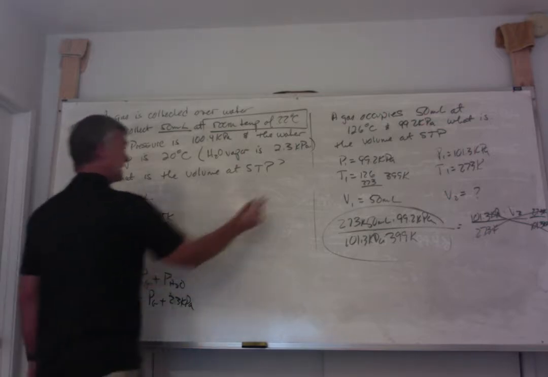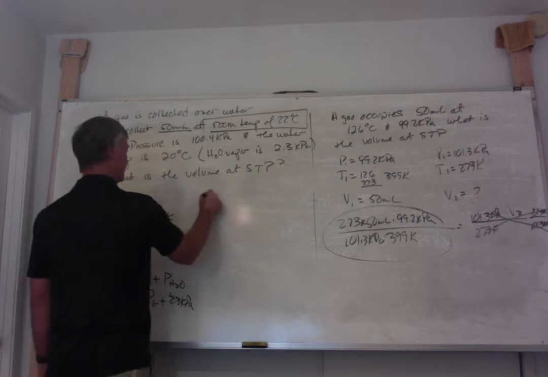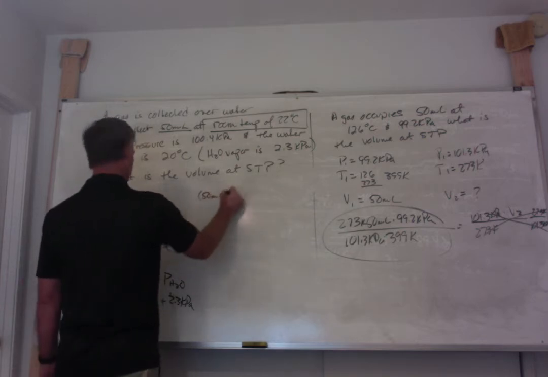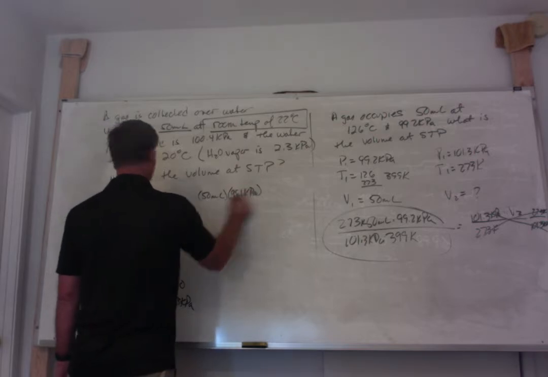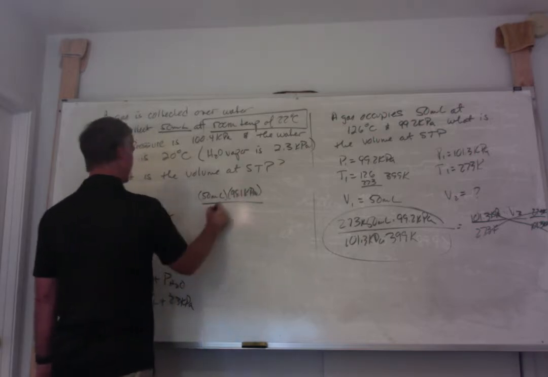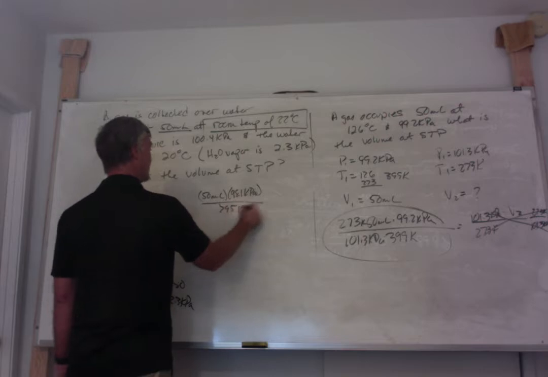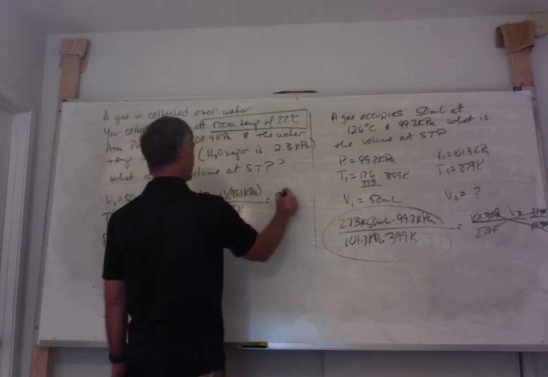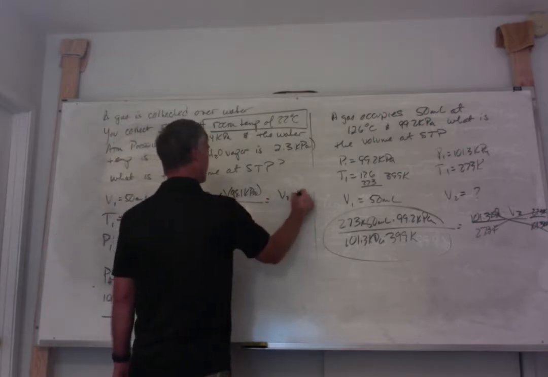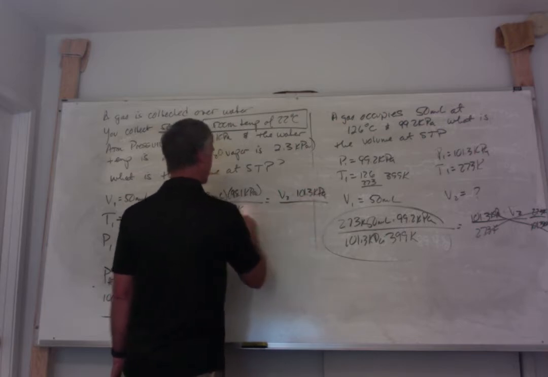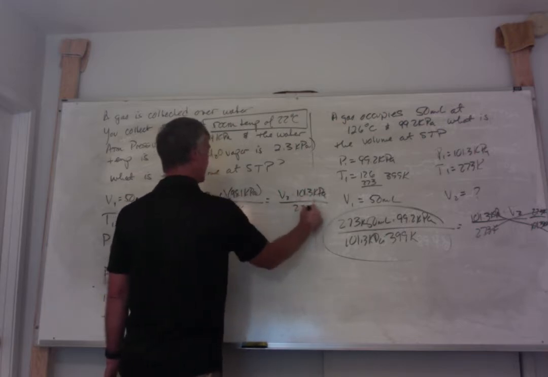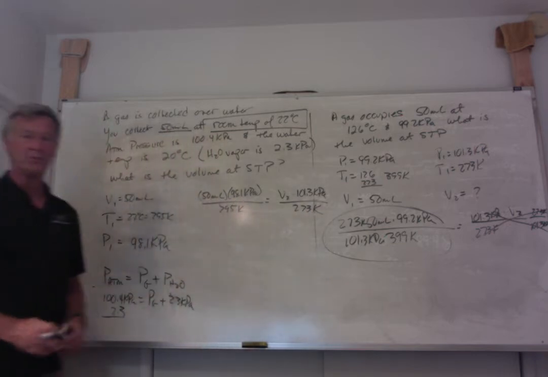And now we can set this up just like this problem. 50 milliliters times 98.1 kilopascals over 295 Kelvin is equal to volume times 101.3 and 273 Kelvin, and work the same problem.